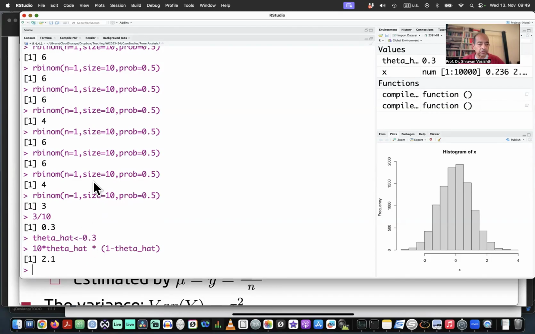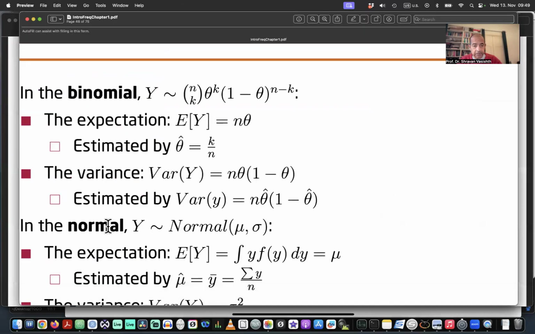So you can imagine what would happen if I had a sample size of 1 million, okay? Then the variance would change, right? So you can do that yourself. All right. So where was I?